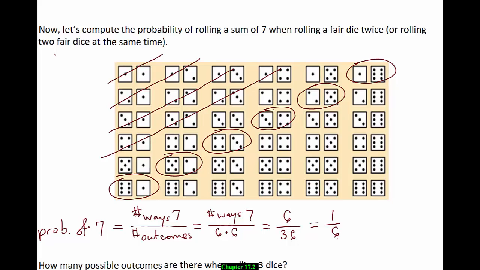How many possible outcomes are there when you're rolling 3 dice? A picture would be much harder to draw. It would be humongous. It turns out this little trick that we found here, where the number of possible outcomes is the number of outcomes on the first die times the number of outcomes on the second die, works out for any number of dice. So the total number of possible outcomes is 6 times 6 times 6, and that ends up being 216. That's because there's 6 outcomes on the first die, 6 on the second, and 6 on the third.